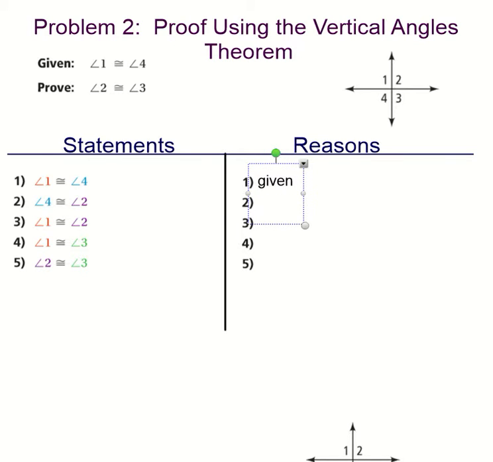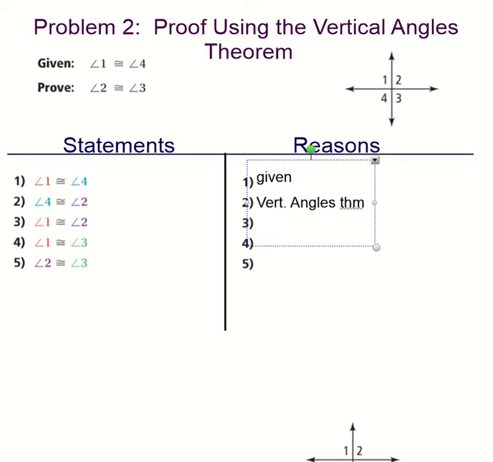So that's pretty easy. Angle 4 is congruent to angle 2. Why can we say that? Well, if you look in the drawing, you can see angle 4 and angle 2. We notice they're vertical from each other. So we know from the vertical angles theorem that those two are congruent. So we can say the vertical angles theorem. So it's not too bad so far.